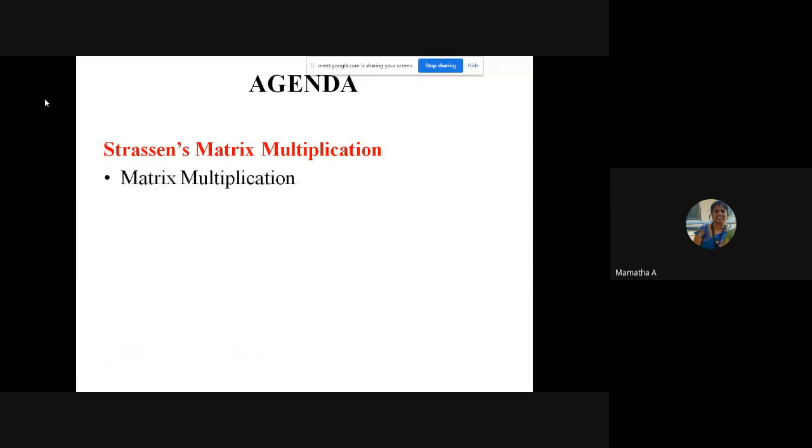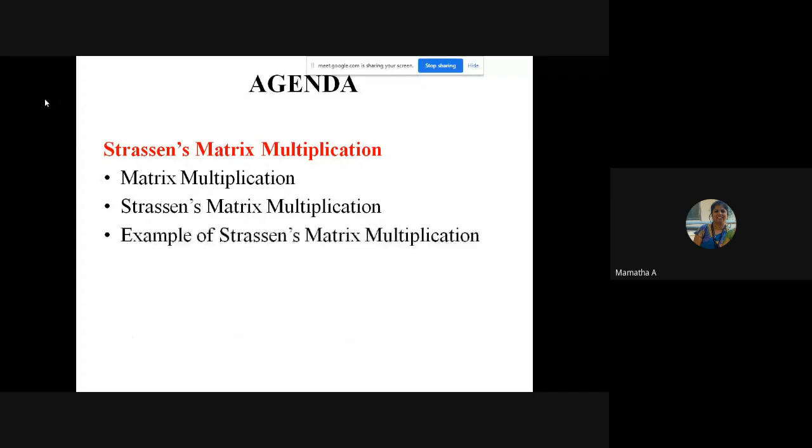Before Strassen's matrix multiplication, we will see how exactly general matrix multiplication works. Then we will see what the Strassen's matrix multiplication procedure is, and how it is different from general matrix multiplication. Then the example about Strassen's matrix multiplication, followed with an assignment.